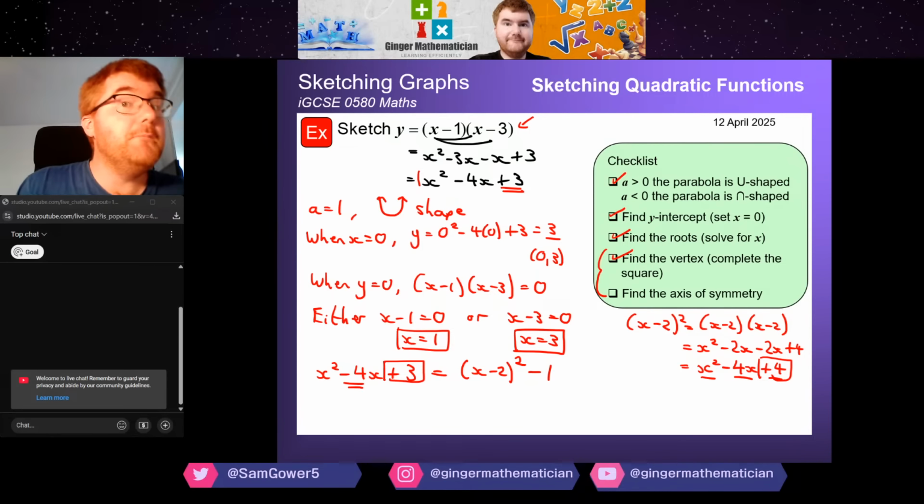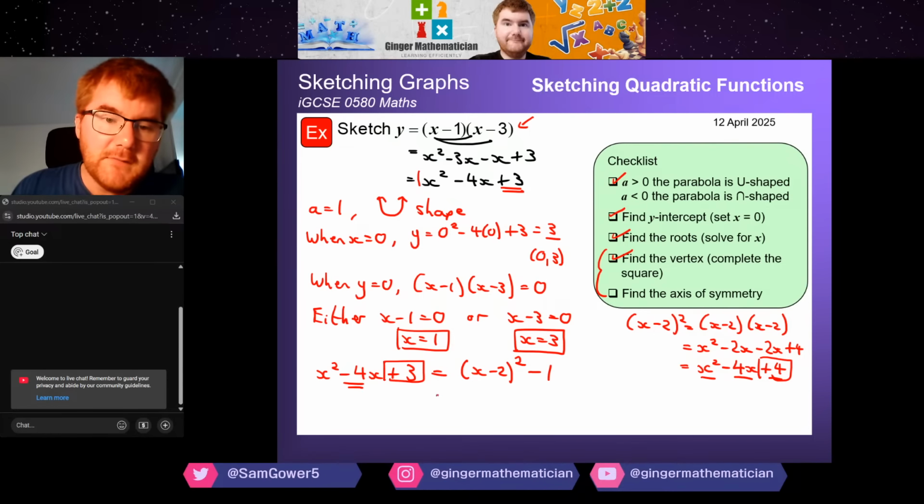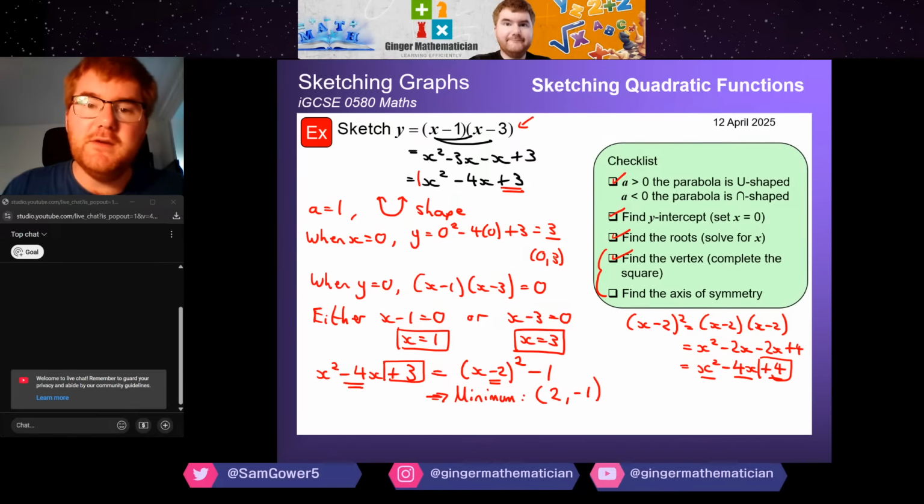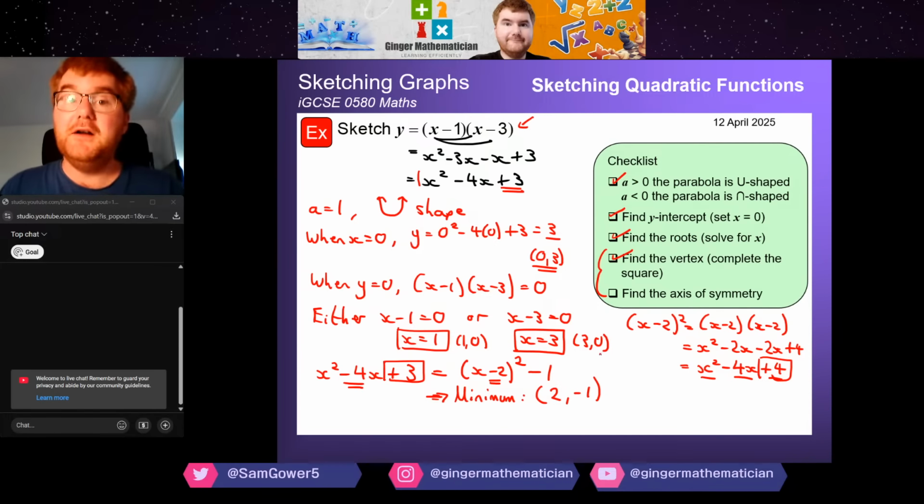So now I've put it into this completing the square form, which is really useful because we can read off the minimum point here directly. So the minimum point is going to be the positive version of this, so be careful with this, 2, and then we just read off this value, so 2, minus 1. So we've got all the information we need now. We've got 0, 3, we've got 1, 0, we've got 3, 0, and 2, minus 1.